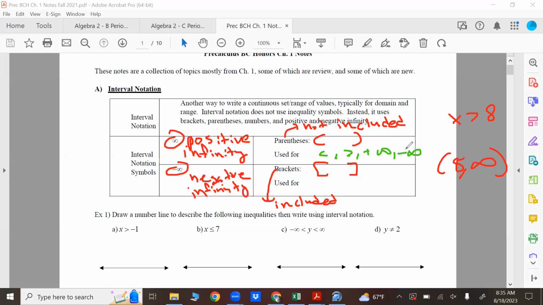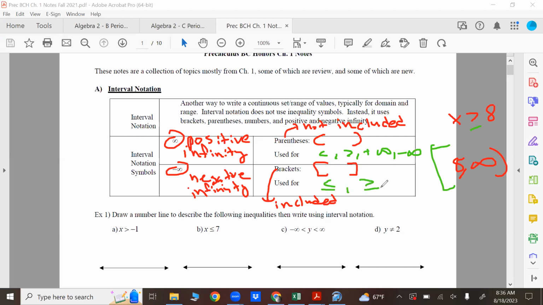We don't know. But if you do have x is greater than or equal to 8, is 8 included? Totally, right? So I'm going to put a bracket because I have to show that the 8 is included. So the brackets are used for when you're including a number, or when you have less than or equal to or greater than or equal to.